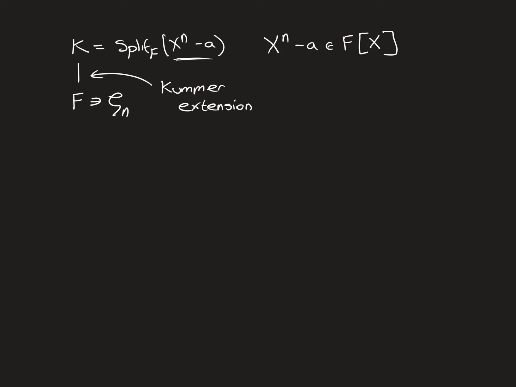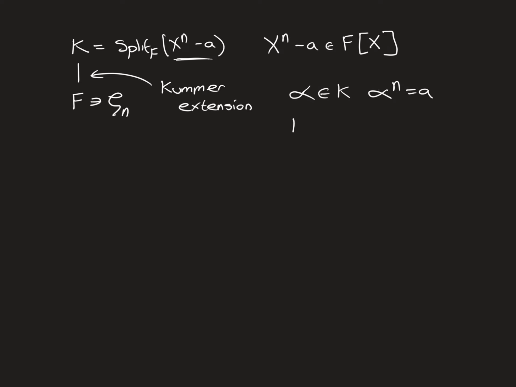So how do we do this? In this field K, which is the splitting field of this polynomial x to the n minus a, there will be a root of the polynomial. So let's call that root alpha. So alpha is an element of K and alpha is a root of the polynomial. So that means that alpha to the n is equal to a.